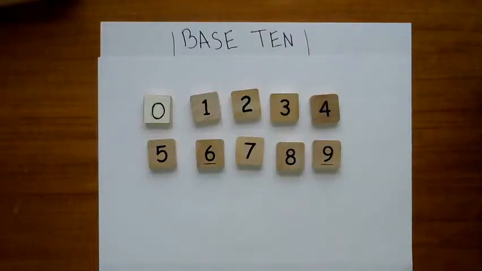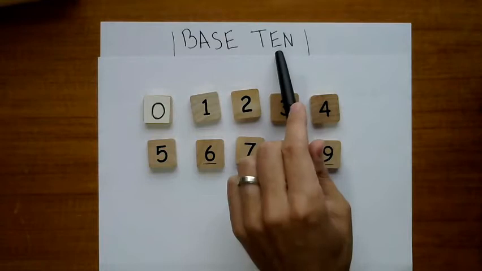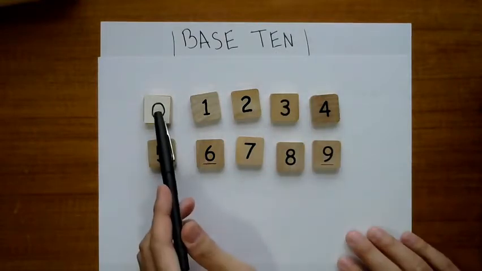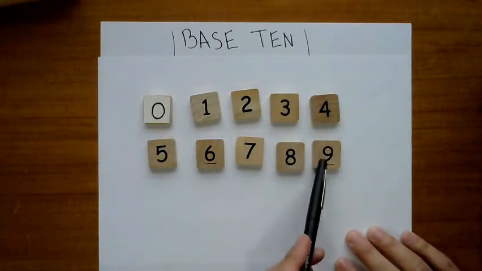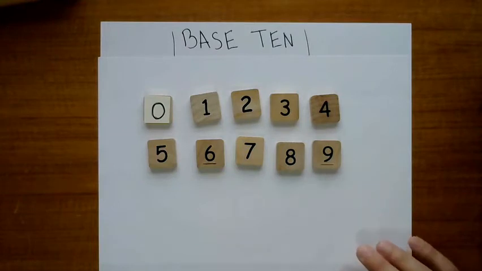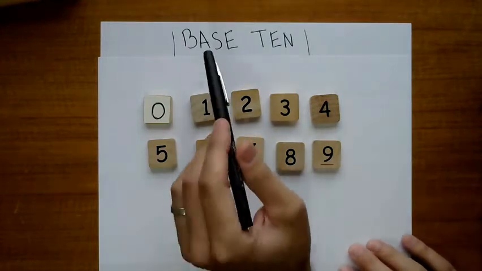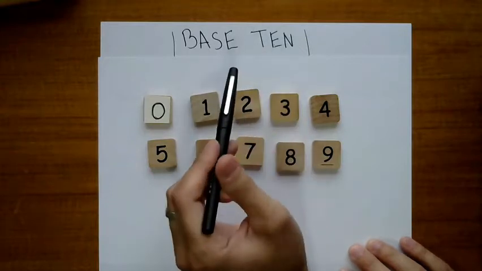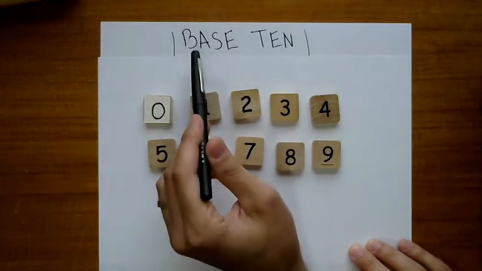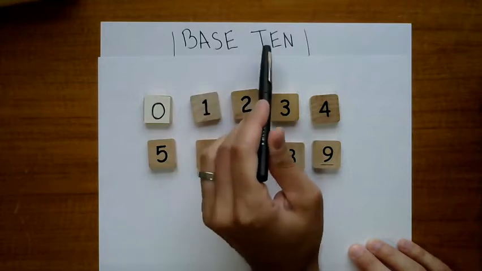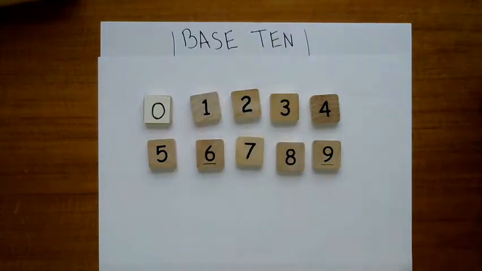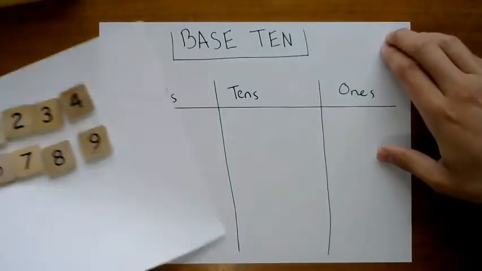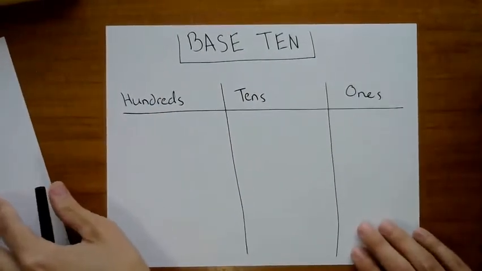Today's lesson is all about the number 10. Our number system has 10 digits. That is not an accident. Our number system is a base 10 system. That means our number system is based on the number 10. What do I mean by that? Well, let's look at our place value system.